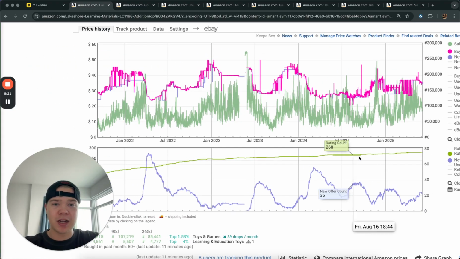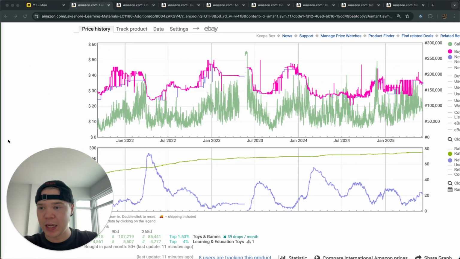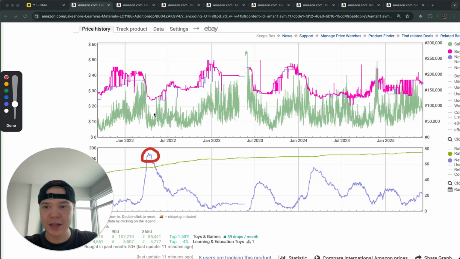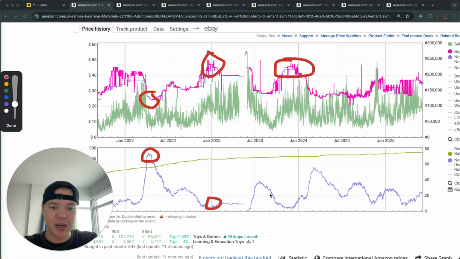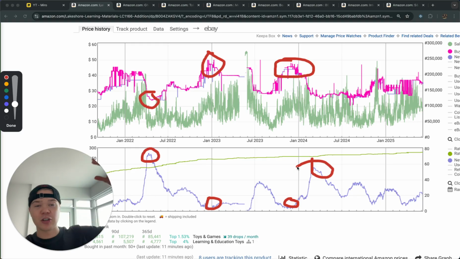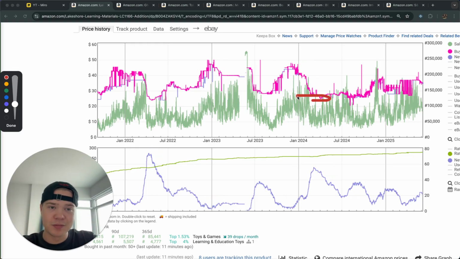And it's the supply and demand pattern. What that is: every time your offer count is very high, your price will be very low. Every time your offer count is very low, your price is extremely high. Every time your price is extremely high, your offer count's really low. Every time your offer count, the competitors, are super high, your price is very low.